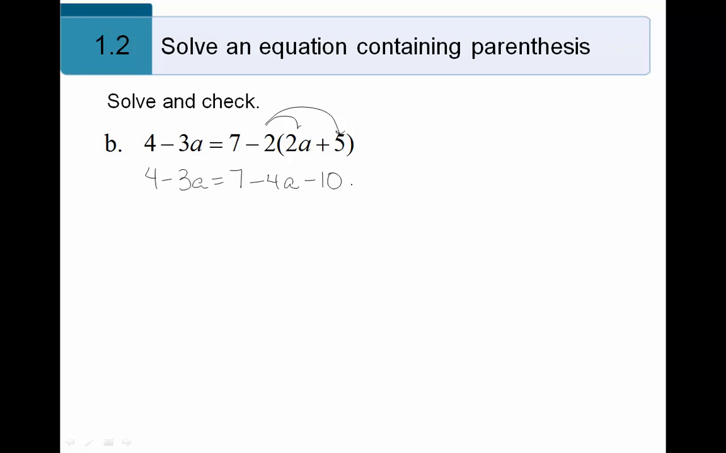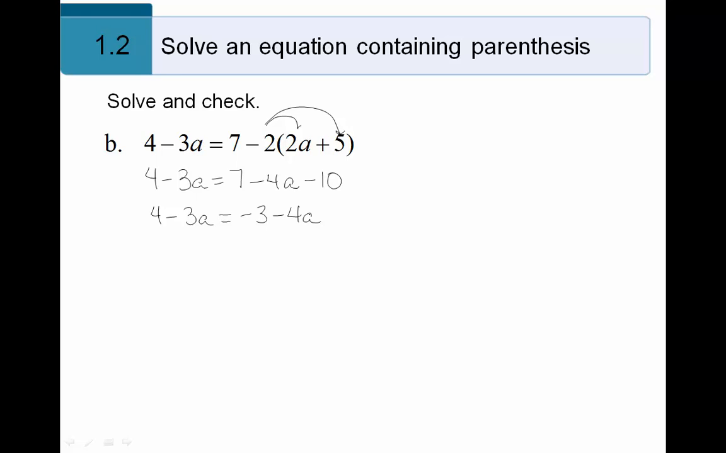With the grouping symbols gone, we can see that the right-hand side contains like terms, and those are the constant terms, or numbers. So let's combine those. We'll recopy once again what's on the left. Combining the numbers on the right, positive 7 and negative 10 is a negative 3, so we get negative 3 minus 4a. At this point, step 1 is complete. We got rid of grouping symbols and combined like terms. Let's move forward to steps 2 and 3. Variable on one side, number on the other.